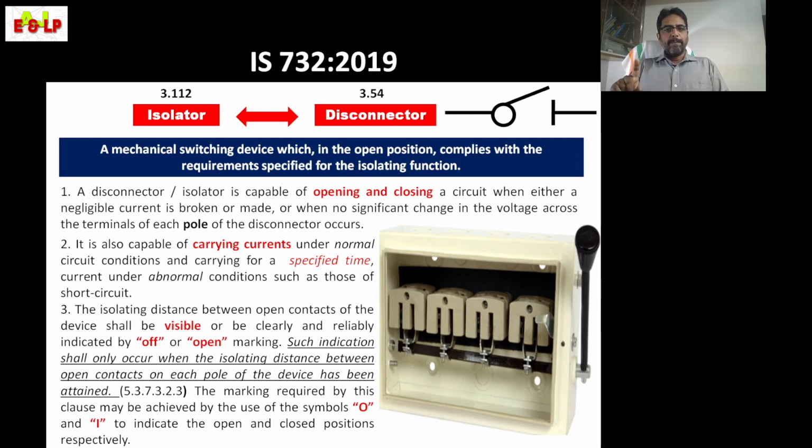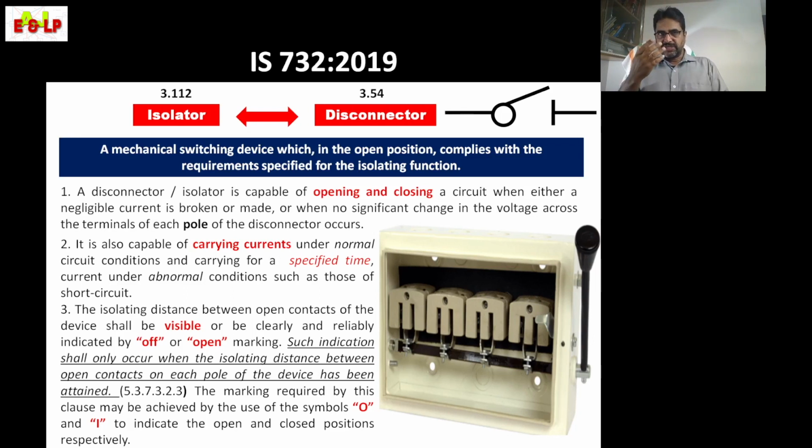In the open position, when the isolator, or the mechanical switching device, is in the open position, it should comply with some requirements which are explained below. Actually, what is an isolator? Suppose we have a water pump in a remote area. We need to have one isolator there for doing some maintenance on the pump. So when we switch off the isolator, we can see the supply is off there.